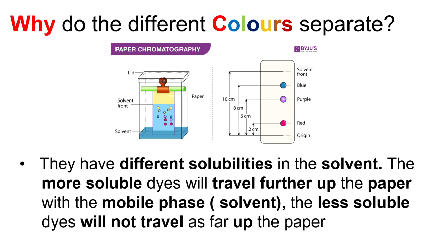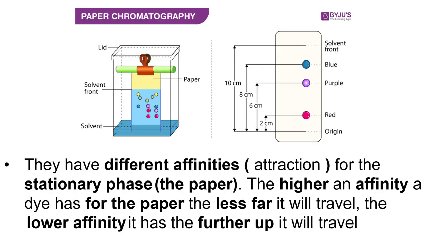Why do the different colors separate? Okay, well they will have different solubilities in the solvent. The more soluble dyes will travel up further with the solvent, the less soluble dyes will not travel up as far, and some will just stay right at the start, they're not soluble at all. Secondly, they have different affinities for the paper itself. If they have a higher affinity, they'll stay stuck near the bottom. If they have a lower affinity, that means attraction, they will travel further up.